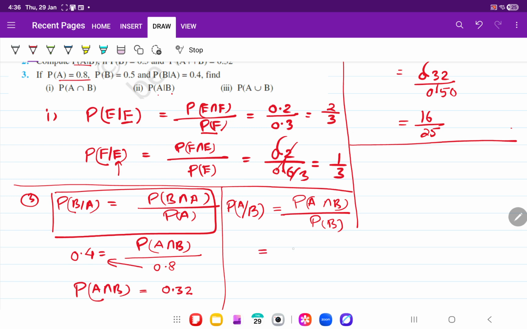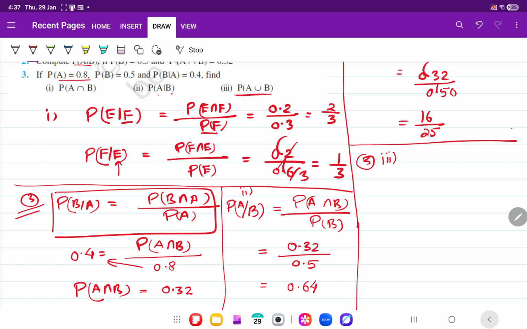So the intersection is 0.32, we just calculated, and P(B) is 0.5. You know, it is given here. So what will be the final answer? If you solve it, it will come out to be 0.64. So this is the third question. Second part is done. Now we will do the third part of this. This is P(A union B) they are asking.